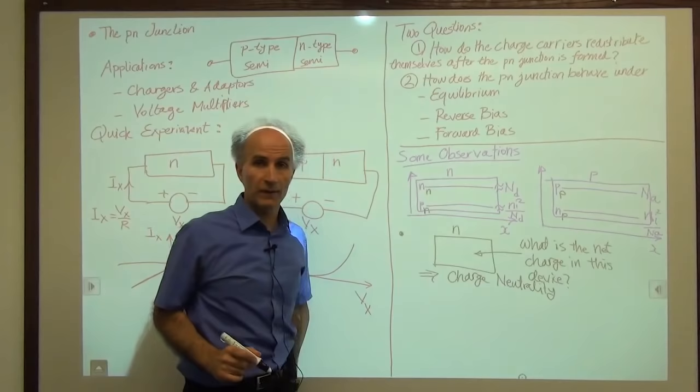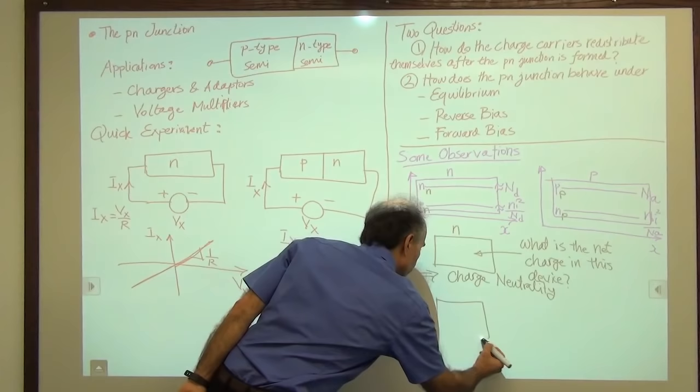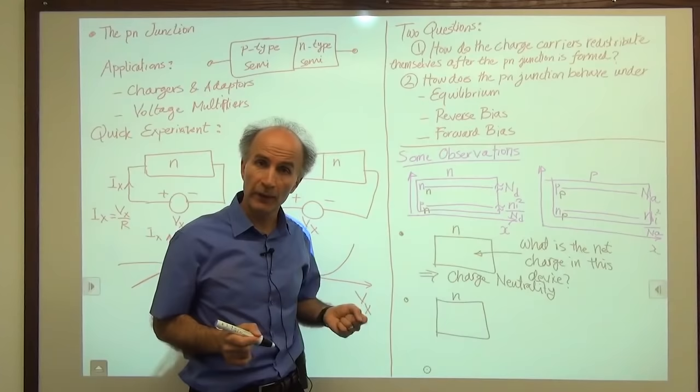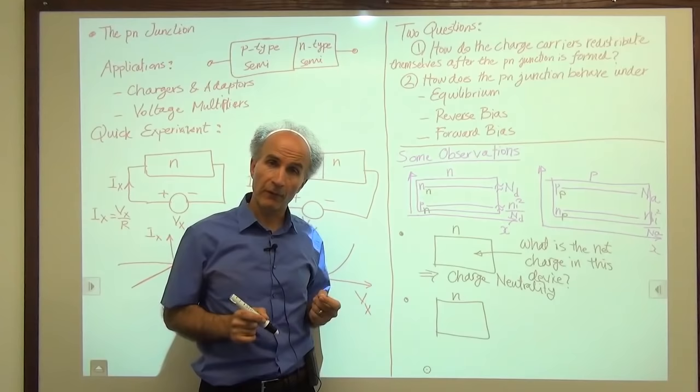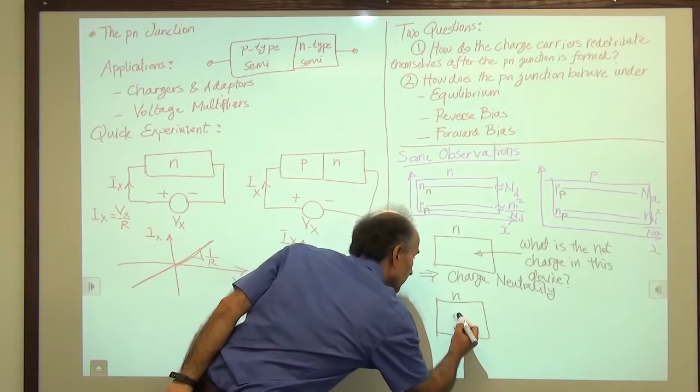Okay, so net charge is zero. All right, now let's go one step farther and ask the next question: what if I take that piece of N-type material and take one free electron completely out of the material? What happens? Well, that electron came from somewhere, let's say from a phosphorus atom. Now, because we took the electron out of the material, we have a positive ion left behind. So we will denote that by a circle with a positive in it.